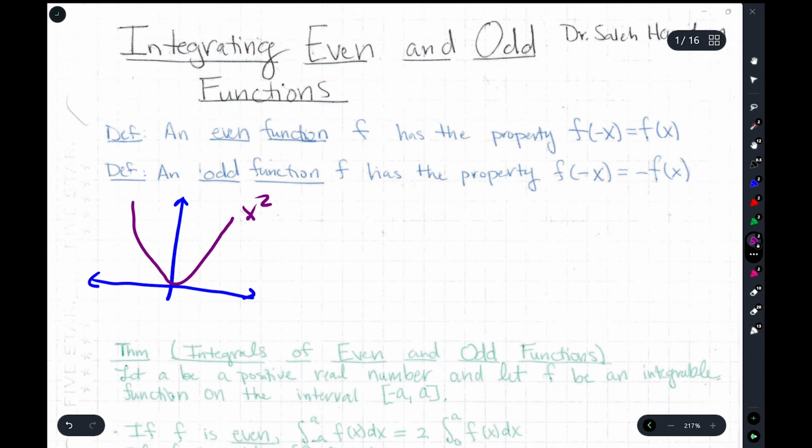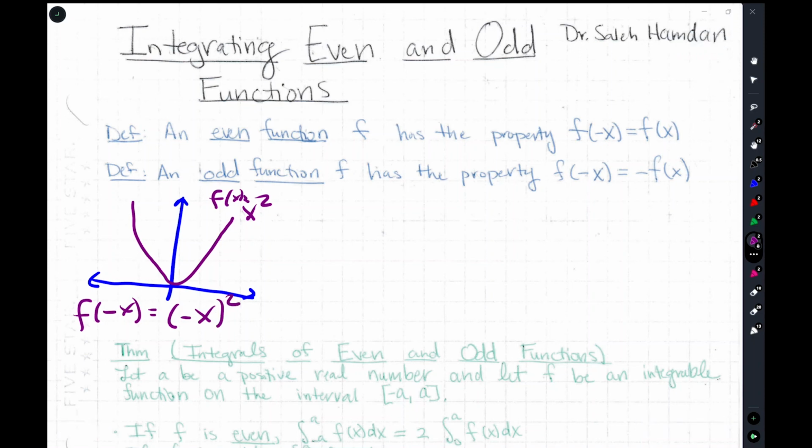You could also use the definition directly. So for example, if f of x is equal to x squared, you'll have f of negative x is equal to negative x squared. You just plug in wherever you see an x, a negative x, and you get x squared. Well, x squared is just f of x. And so you could prove that directly. So that's how they look graphically, and that's how you could use the mathematical definition.